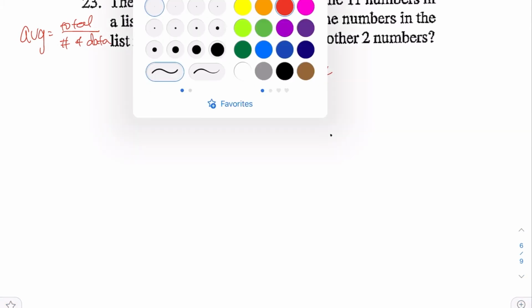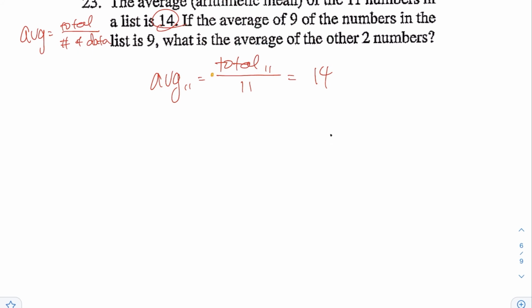So from here, you can multiply both sides by 11 to get rid of the denominator. So that means that the total of the 11 numbers will be 14 times 11, or 154. So all the 11 numbers add up to 154.